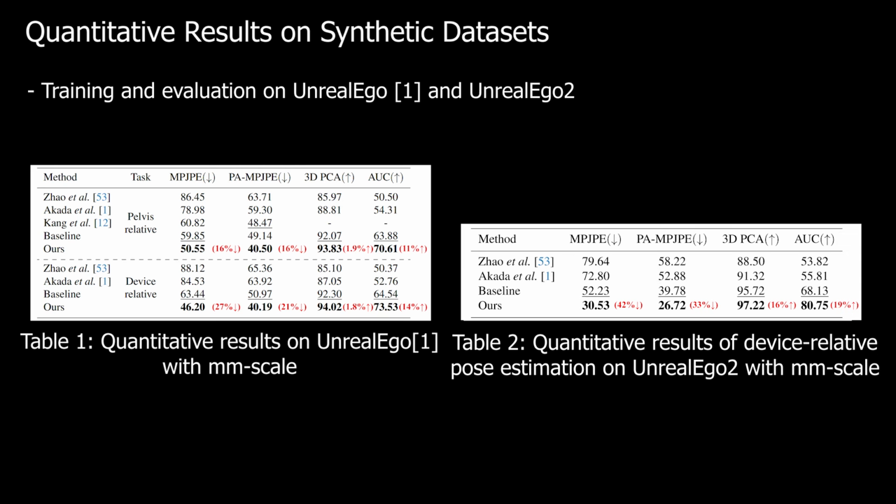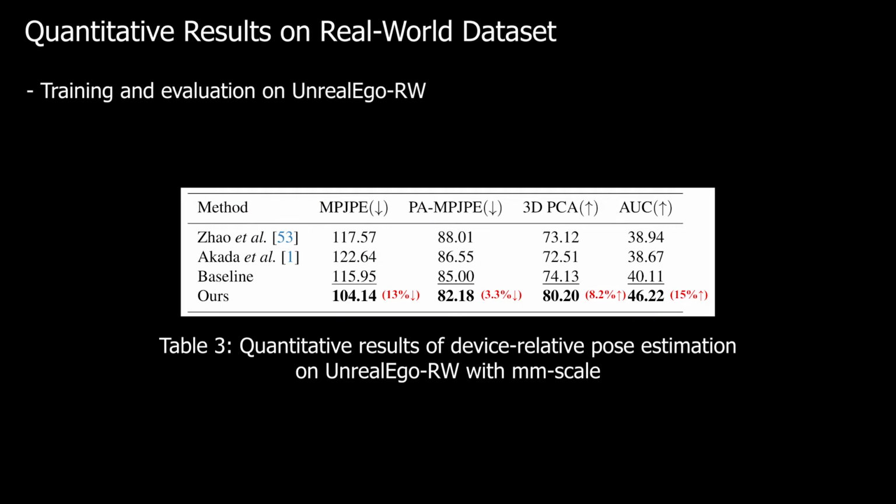We next report quantitative results. These tables summarize the results on the synthetic datasets, UnrealEgo and UnrealEgo2. Our approach outperforms existing methods by a significant margin across all metrics. Results on our real-world dataset, UnrealEgo-RW, are reported in Table 3. Again, our method shows large improvements across all metrics compared to previous techniques. Please see the main paper for a detailed discussion of the quantitative results.